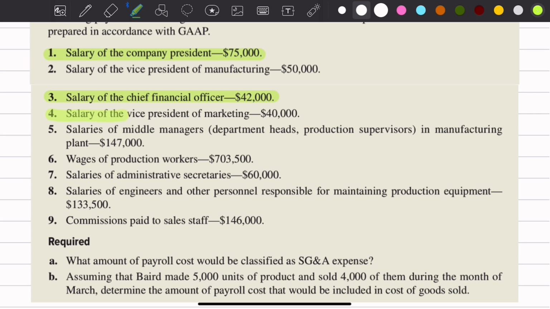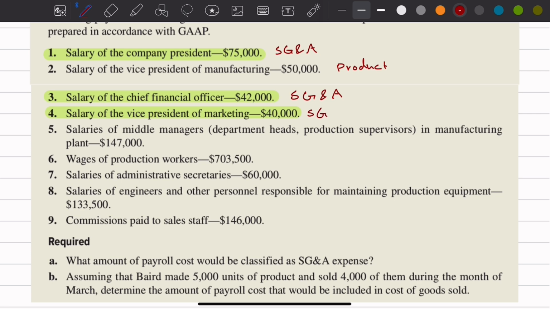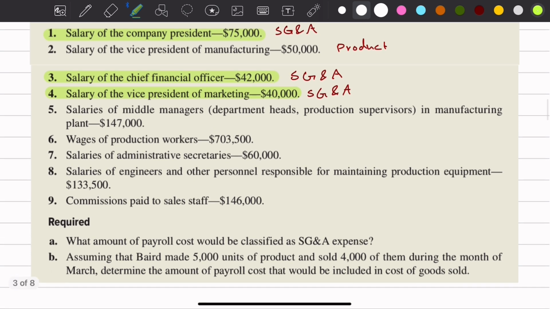You also could approach this in a different way where you could just write next to it. So you go over these and classify them. So this one is SG&A, this one product, this one is SG&A, okay, and so on. But I'm highlighting them just to make it easier for me to put them all together in the following step.